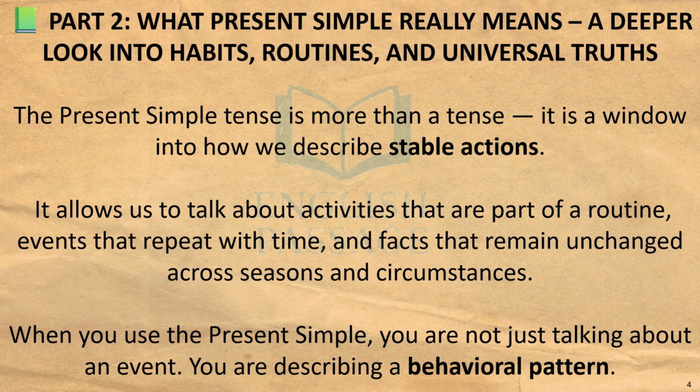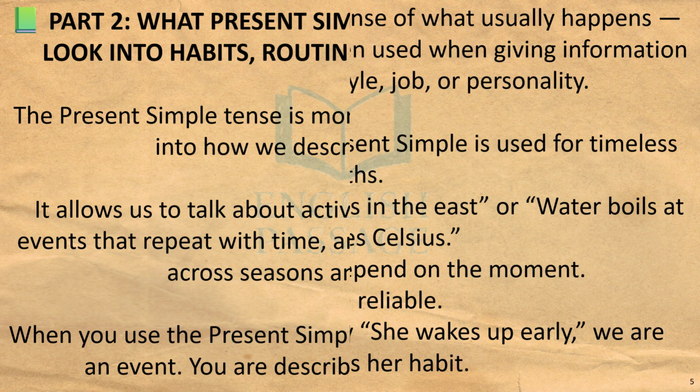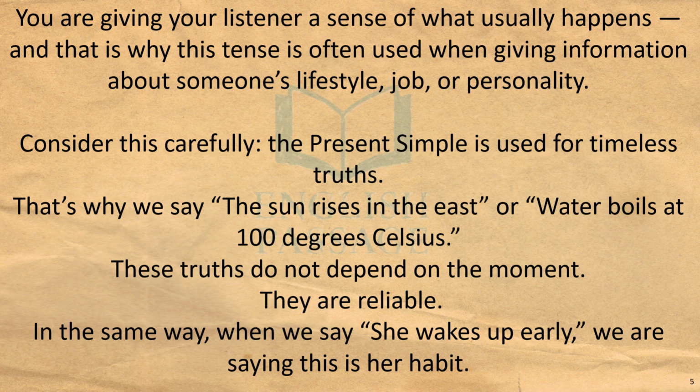When you use the present simple, you are not just talking about an event. You are describing a behavioral pattern. You are giving your listener a sense of what usually happens. And that is why this tense is often used when giving information about someone's lifestyle, job, or personality.